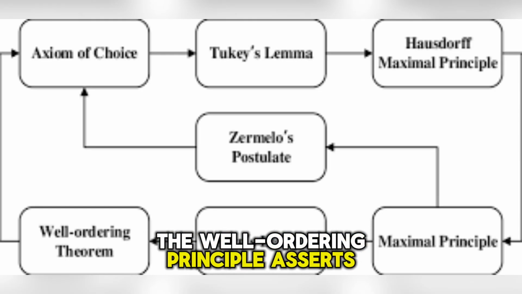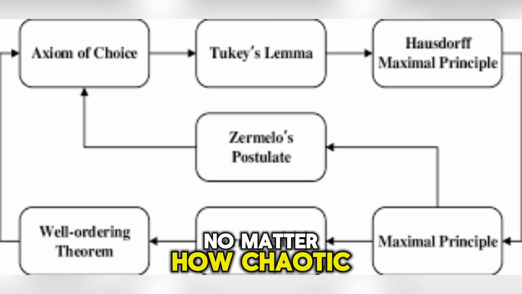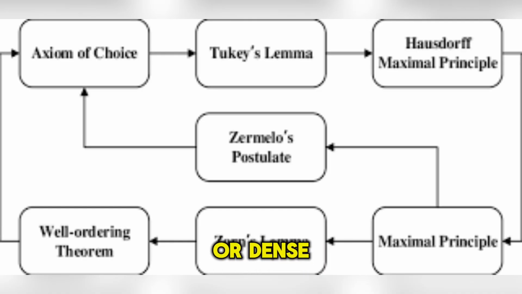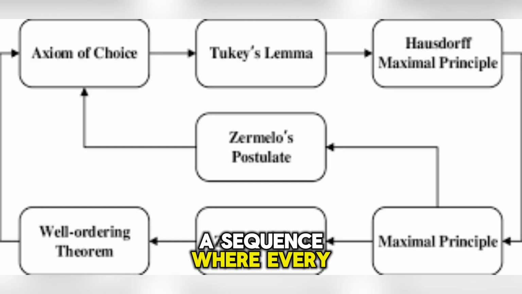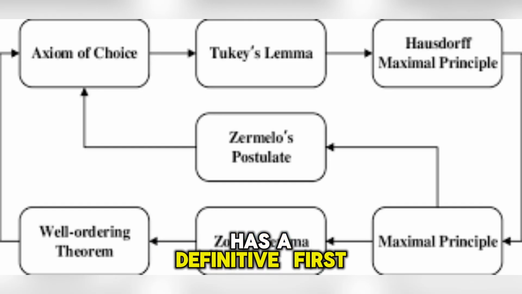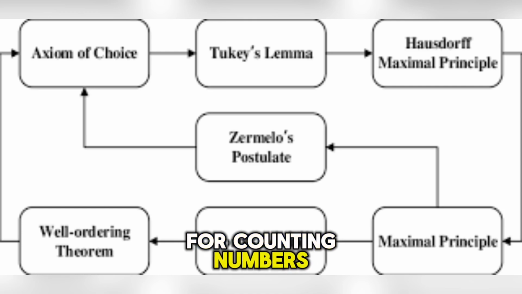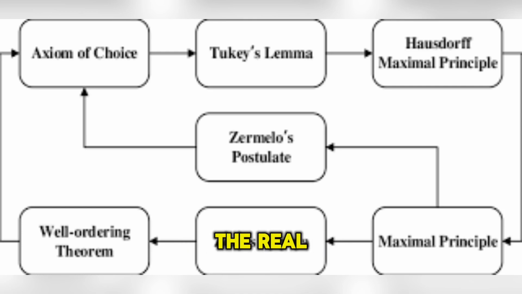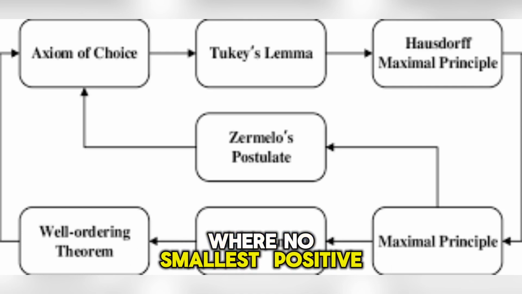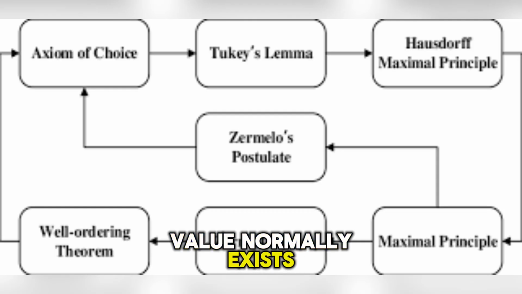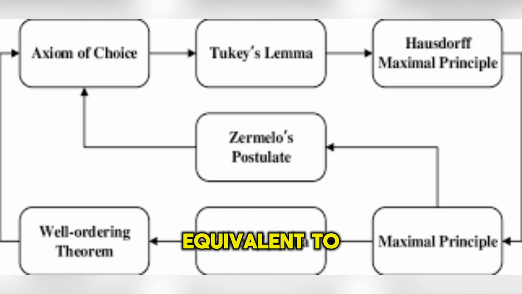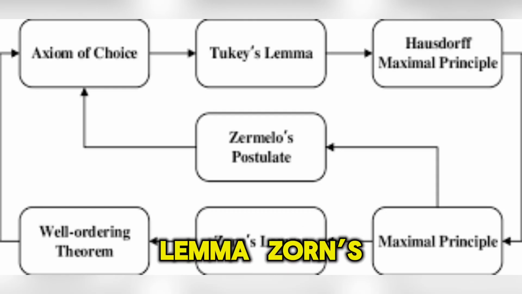The well-ordering principle asserts that every set, no matter how chaotic or dense, can be arranged in a sequence where every non-empty subset has a definitive first or least element. While this is intuitive for counting numbers, it is mind-bending for the real numbers, where no smallest positive value normally exists. This principle is logically equivalent to the Axiom of Choice and Zorn's lemma.